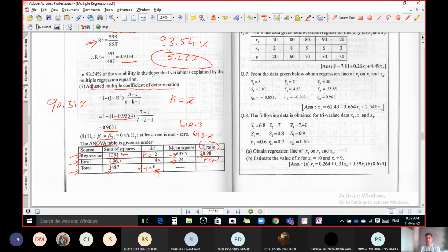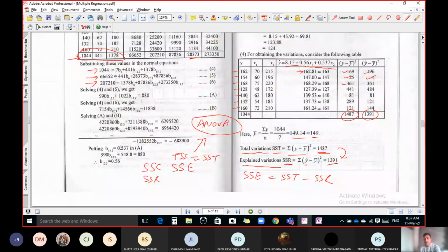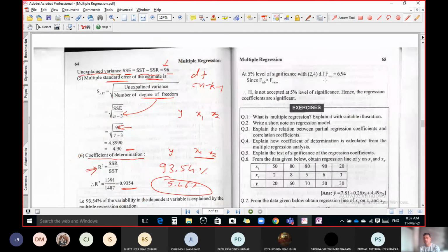Now degrees of freedom are 2 and 4. For degrees of freedom 2 and 4, you have to find the tabulated value. You know how to see that value in the table, and in the exam it is already given in the question only, so no need to worry about this figure. Just use the table or take the values from the question.